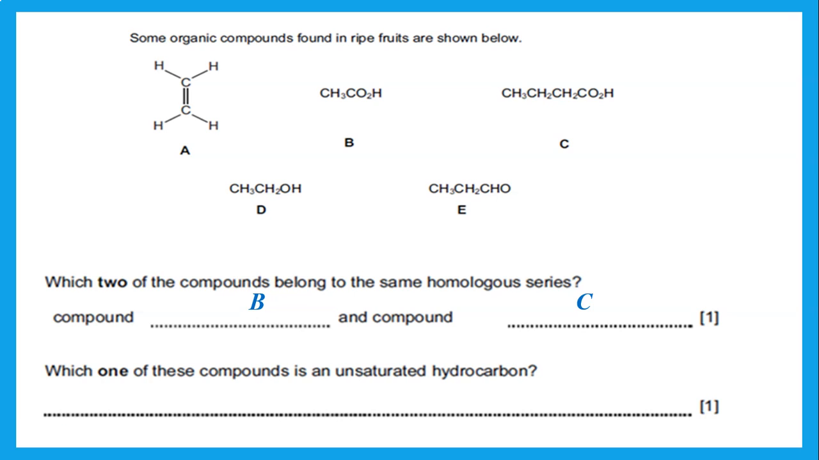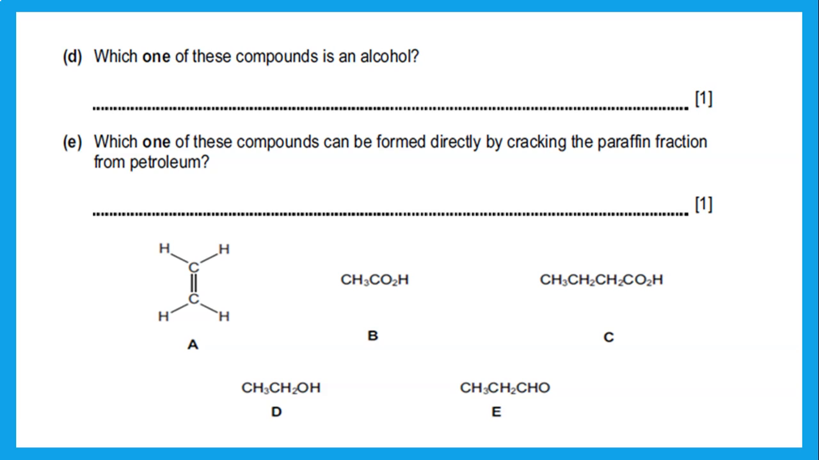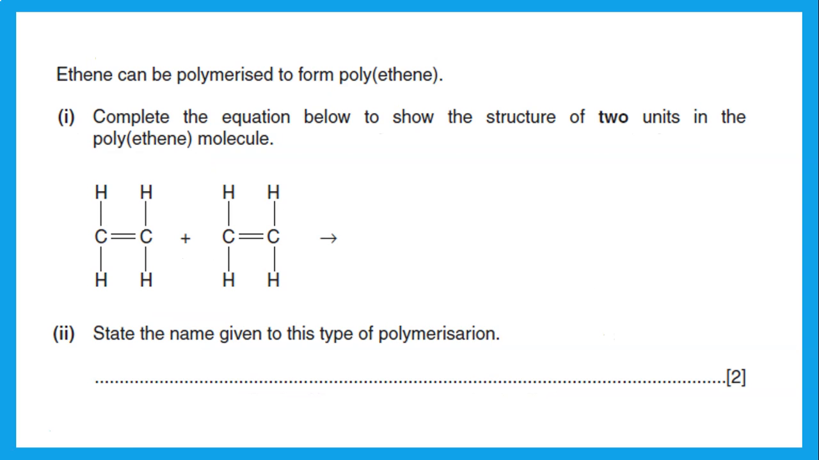Which one of these compounds is unsaturated hydrocarbon? Remember, we said unsaturated means it has a double bond between the carbon atoms, so that is A. Which one of these is an alcohol? We said alcohols must have what? Alcohols must have an OH, so the one that's an alcohol is D. Which one of these compounds can be formed directly by cracking of something from petroleum? We said cracking will give what? Cracking gives alkene plus alkane, so A.